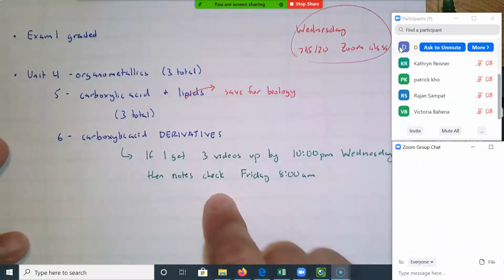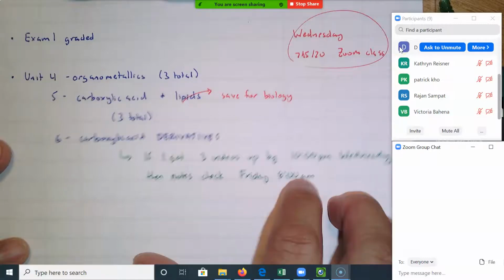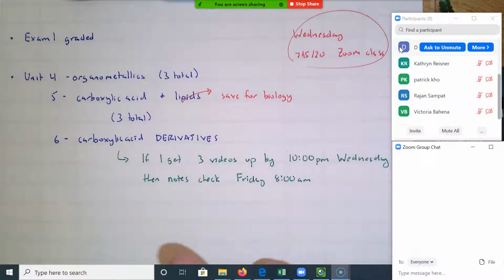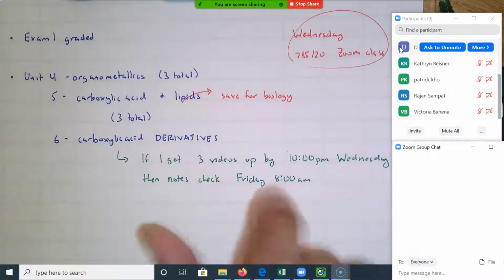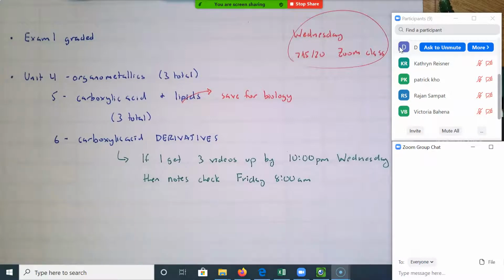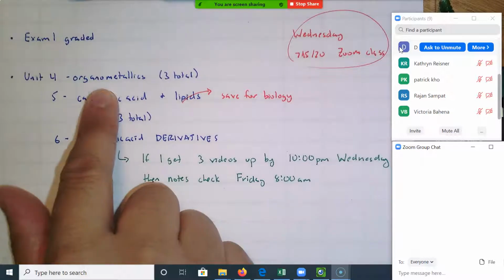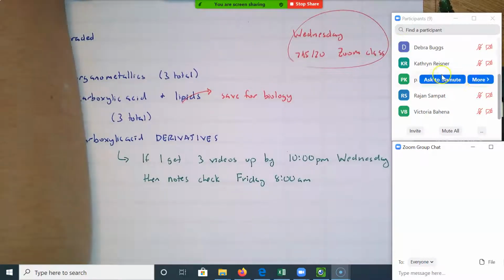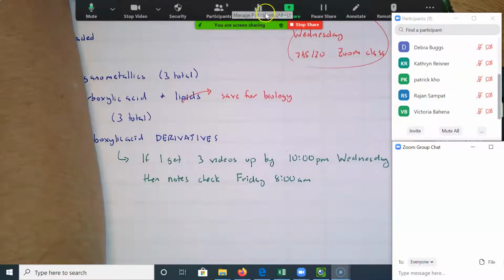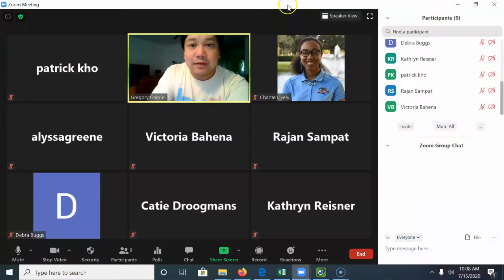But everything important is listed here. Why don't we look at Moodle, and then we're going to look at some problems from organometallics or do a little bit of review. Okay, on Moodle, what do I have on Moodle?